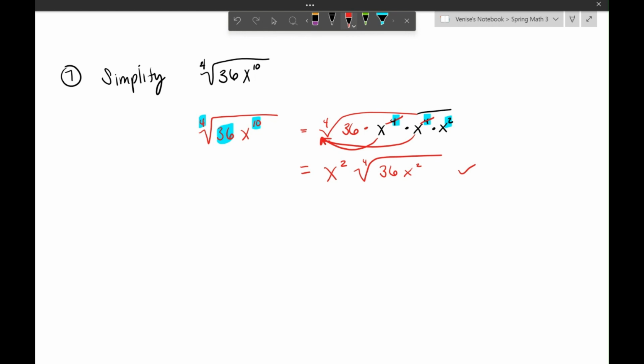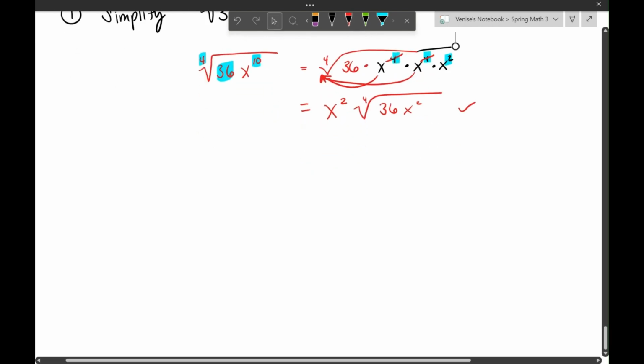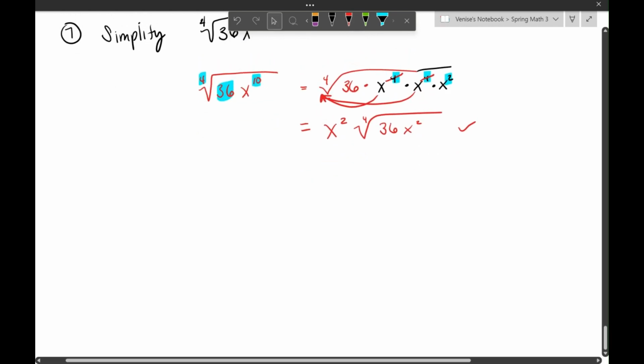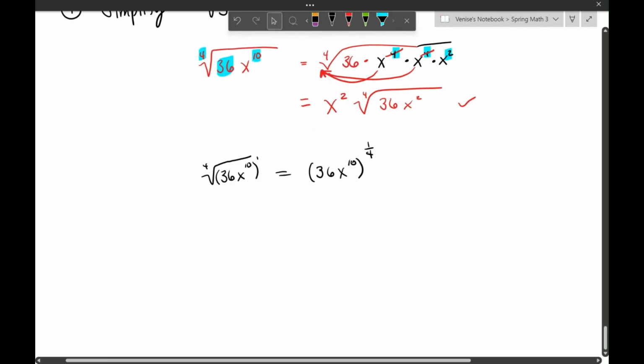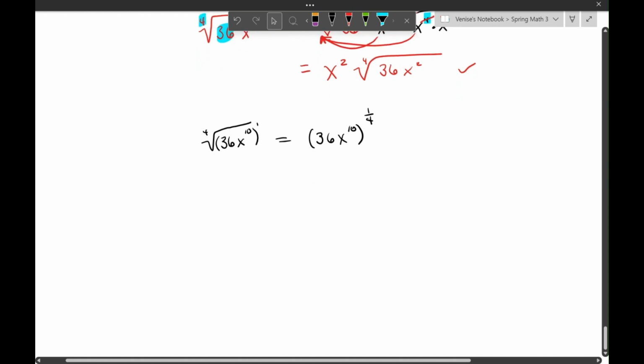Another answer is this one: the 4th root of 36 x to the 10. You'd want to rewrite this. Remember, if it's inside my radicand, my radical symbol, you put parentheses over it and you put it to the first power. So you can rewrite it as a fractional exponent of 1/4. All of these ways you guys should know how to do.